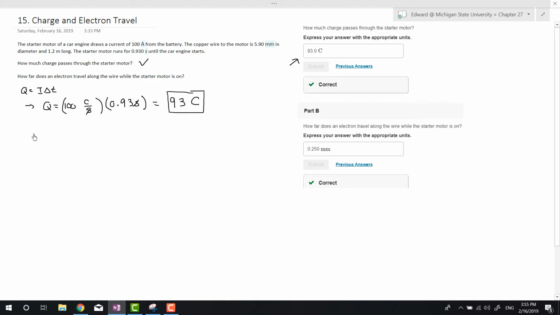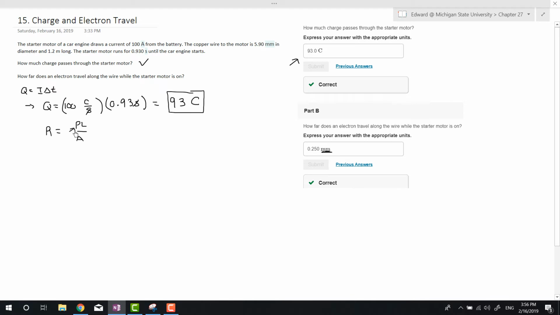Looking at the equation, I want to show you how I messed up the first time. When I first read how far does it travel, you're thinking length, right? The answer is in length, so let's use the equation that has length in it. I looked at R equals ρL over A, but this doesn't help, because we can find ρ from the book.